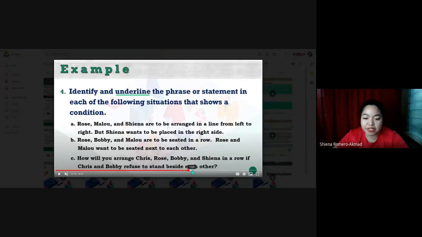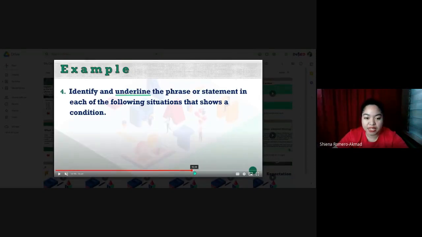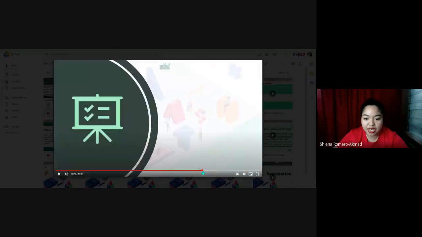So you are now getting better at identifying the phrases, statements, or sentences that contain the condition. So now, let us try to further understand what this condition is. How can you identify the conditions in a given situation or problem? So, these conditions have three cases.